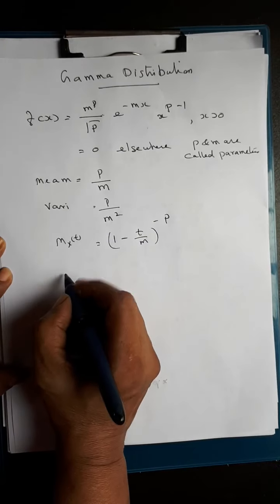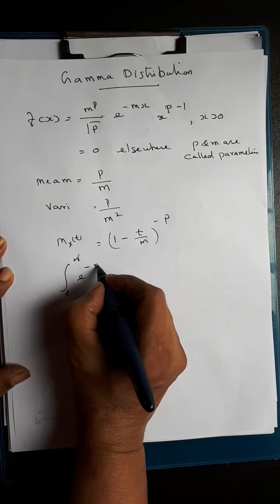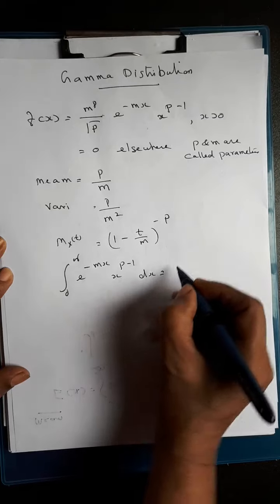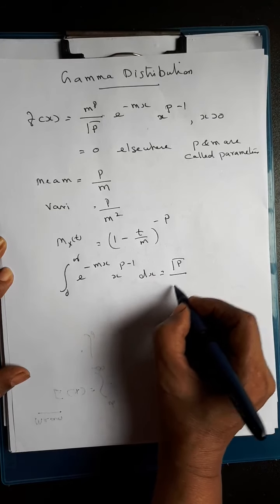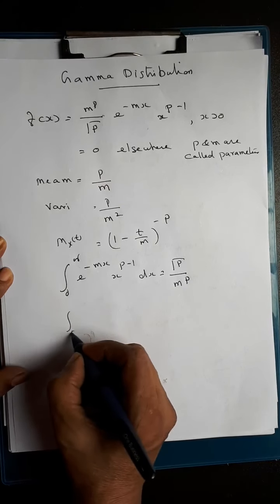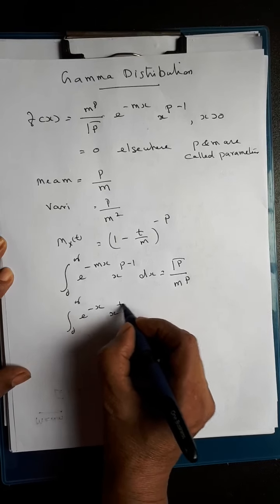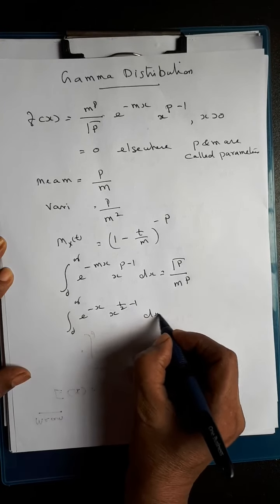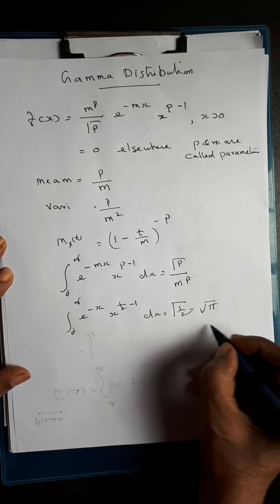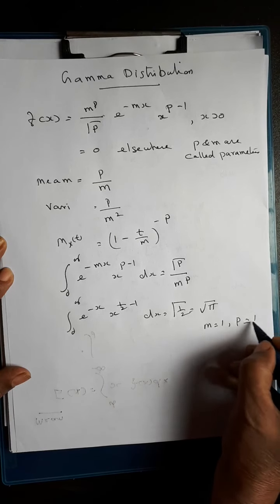minus p. And again we know that integral 0 to infinity e raised to minus mx, x raised to p minus 1 dx is gamma p divided by m raised to p. Then again we know that integral 0 to infinity e raised to minus x, x raised to 1 by 2 minus 1 dx is gamma 1 by 2, that is root pi. That is when m equal to 1 and p equal to 1 by 2.